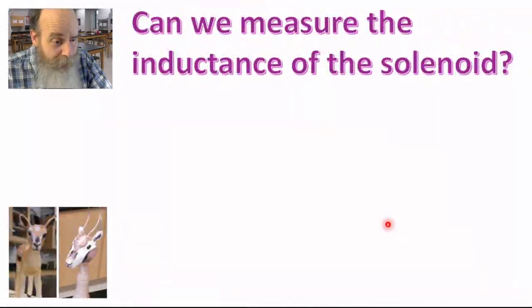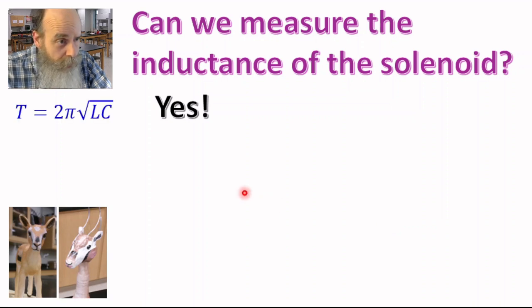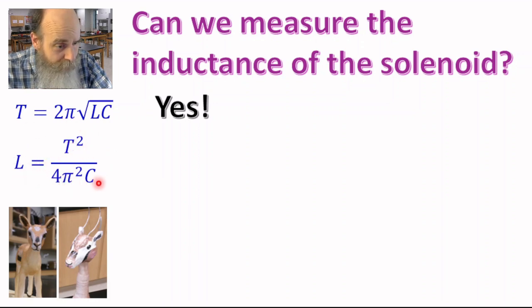Here's a very important and exciting question. Can we measure the inductance of the solenoid? The answer is yes. We can use this expression. T is 2 pi square root LC. If we know C and we measure T, we can find out what L is. From this expression, just rearrange, we get this. L is T squared over 4 pi squared C. So we know what C is. It was 22 microfarads.